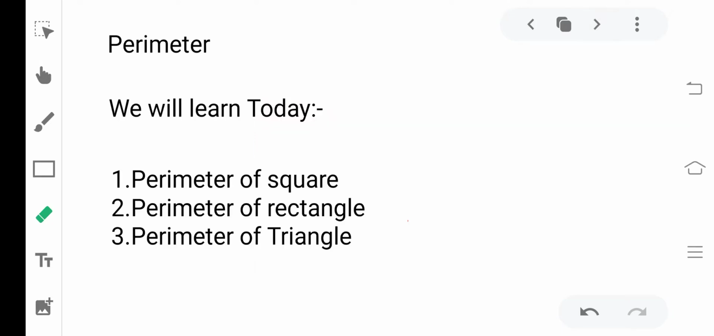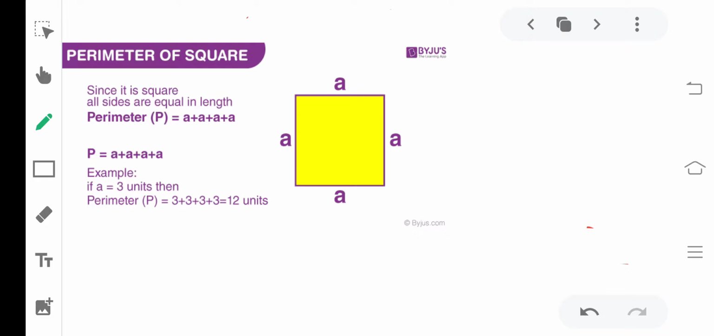Let's learn the basics. Okay, today we will learn about the perimeter. See, this is your perimeter. We will learn today the perimeter of a square, the perimeter of a rectangle, and the perimeter of a triangle. So let's get started. The perimeter is, first of all, the addition of all the sides of a certain type of figure or plane figure, which is known as your perimeter.